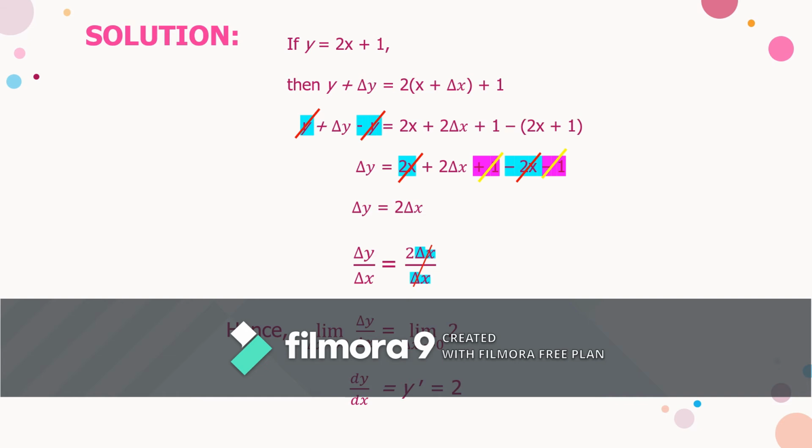So if y is equal to 2x plus 1, first step is replace y by y plus delta y and replace x by x plus delta x. So as you can see, we have on the left side y plus delta y. On the right side, we write 2 times the quantity x plus delta x plus 1. So before we subtract now the value of the given, we will distribute first. Distribute 2 inside the parentheses. So we have 2x plus 2 delta x, bringing down 1 plus 1.